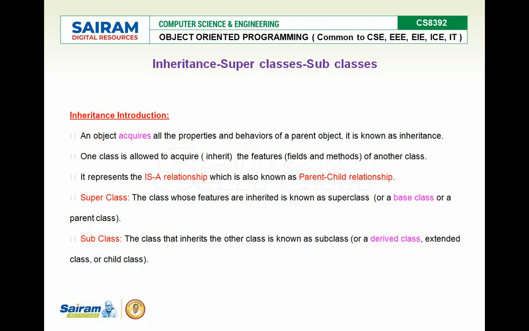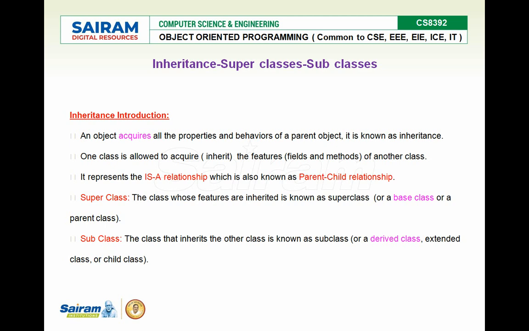Inheritance is a mechanism of acquiring the properties and behaviors of a base class into a subclass, or else one class is allowed to acquire or inherit the features. Features here refers to the data and the methods, or fields and methods, of another class. From one class you are acquiring the properties and behaviors to another class. That is what is called inheritance.